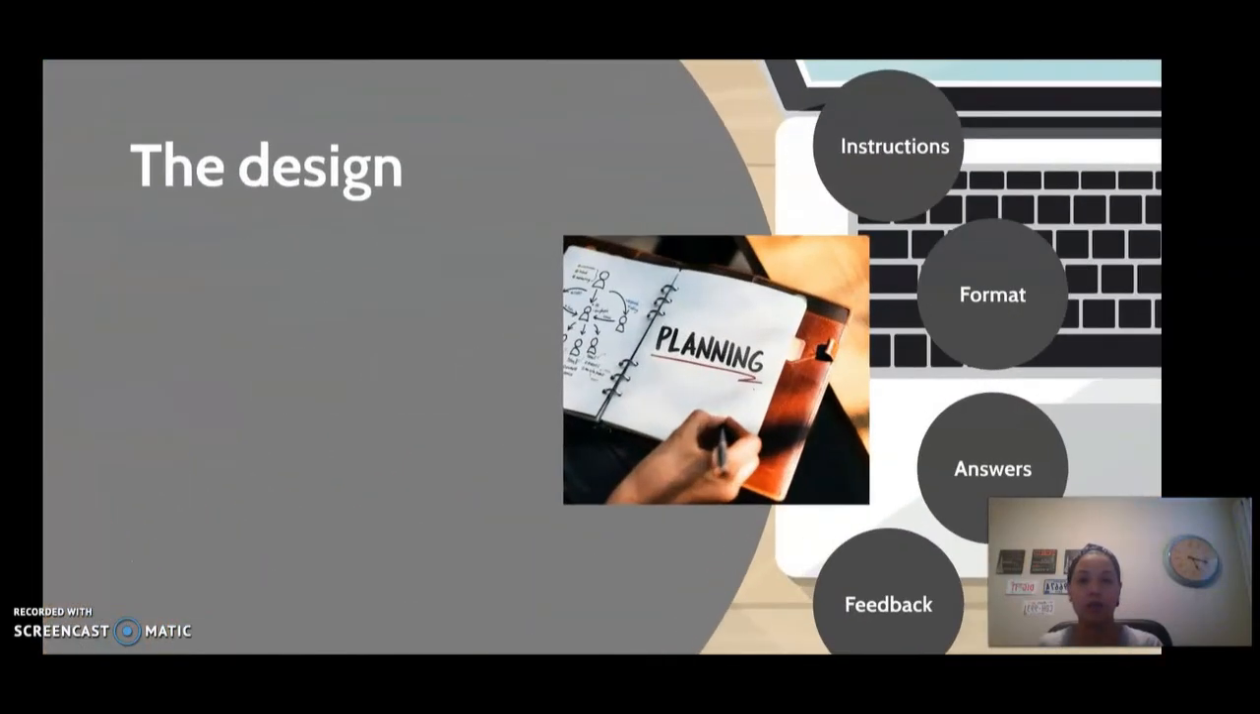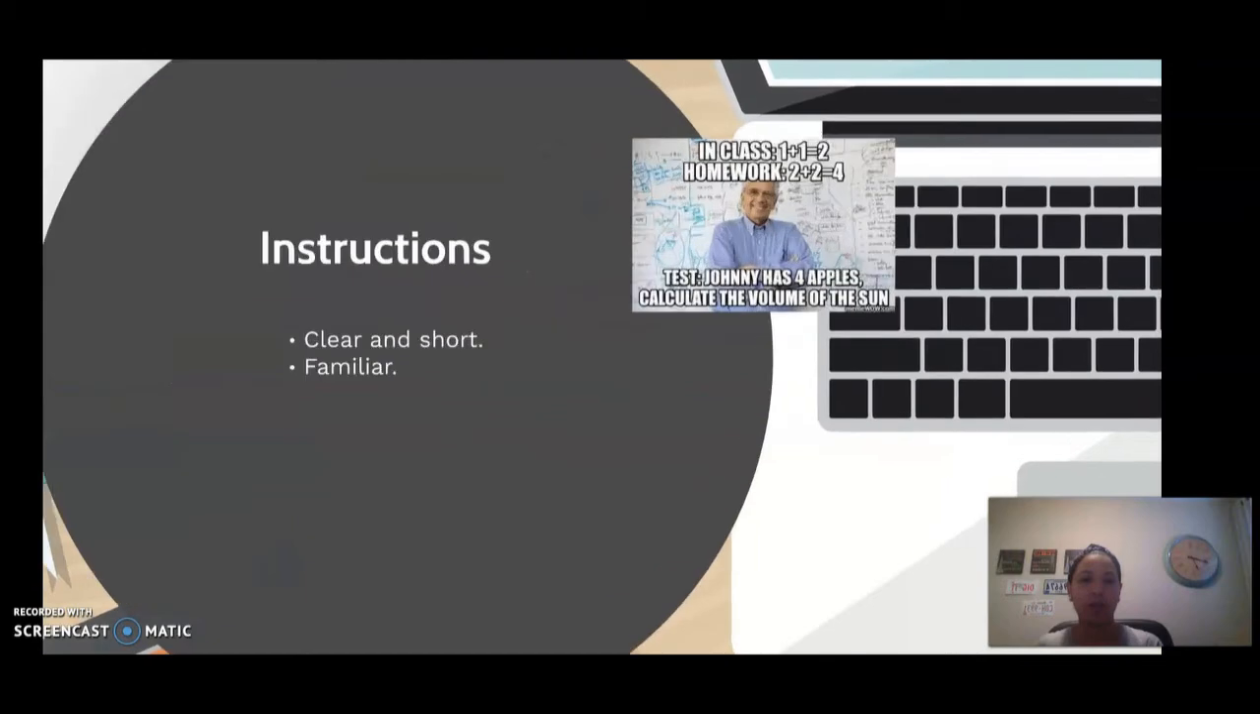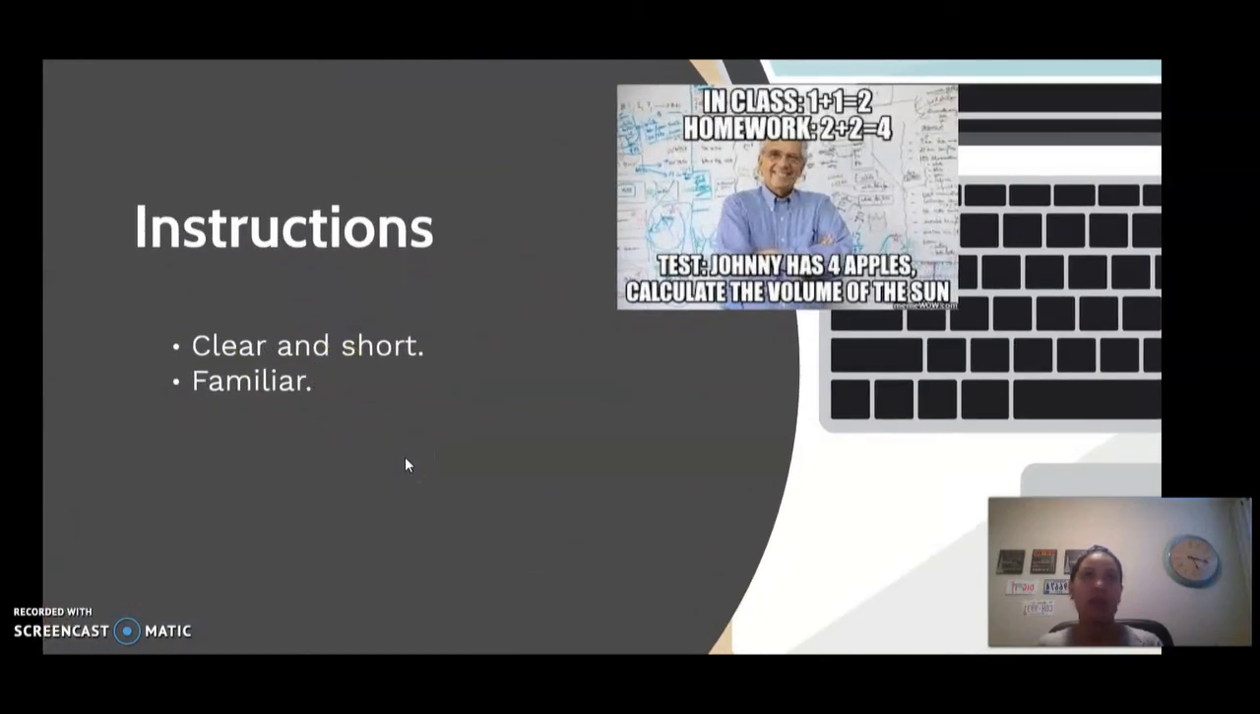So now let's move on. The design. Planning the design is key. I would say it's key. So, for example, instructions. Instructions are very important for assessment, because sometimes we should avoid over-explaining. Instructions should be clear enough for the students to understand what to do, and they also must be familiar with the types of questions, okay, they are facing in the test.